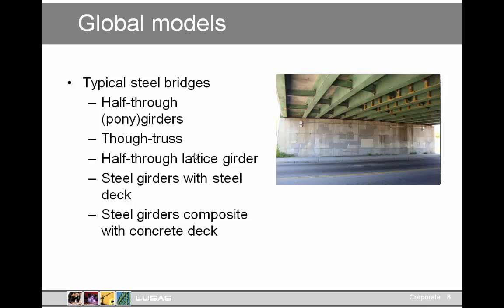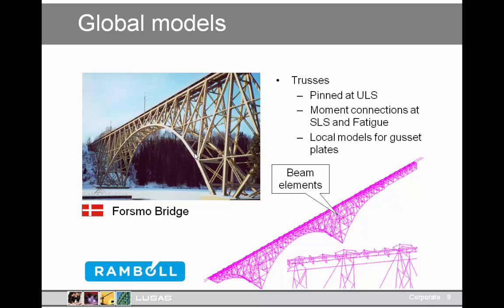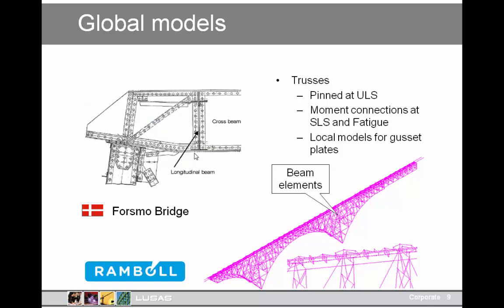all of them here. Some question marks hang over truss structures, which are generally modelled with global models, primarily using beam elements. It is worth noting that while these might be assumed pinned for ultimate limit state assessment, when considering serviceability and fatigue criterion, it might be important to consider the likely real moment fixity between those truss members. And gusset plates may require local modelling, something we'll come to later.